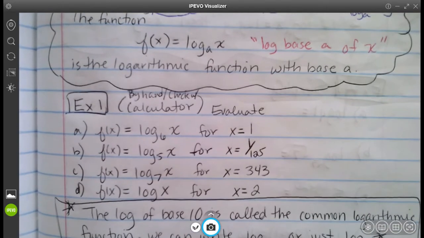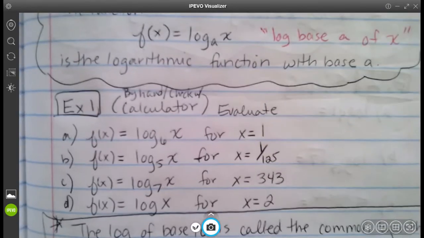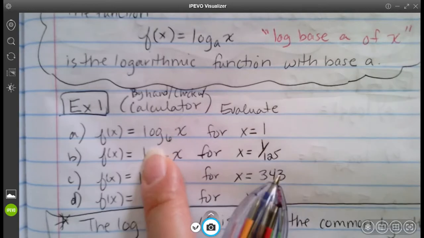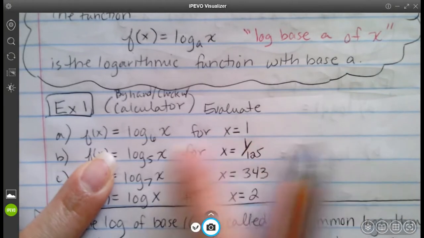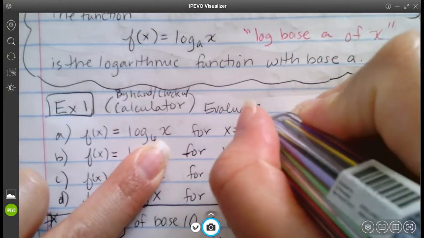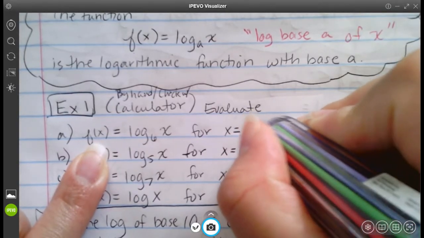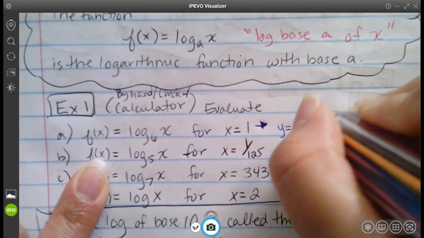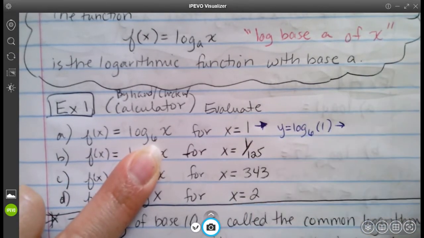We're going to do them by hand, and we're going to check maybe one or two with a calculator just so you can see how to use a calculator with these. You can only do this by hand if the relationship with the exponentials is an easy one. For example, this one: if I wanted to solve for x equals 1, I'm going to plug that 1 in first. I'm going to change f of x to a y just to match what I had up here. So we would have y equals log base 6 of 1, because you're plugging 1 into the x. And then I would rewrite this as an exponential.